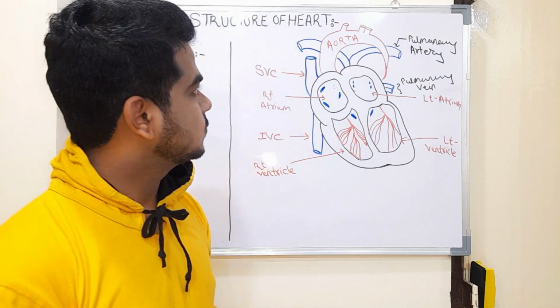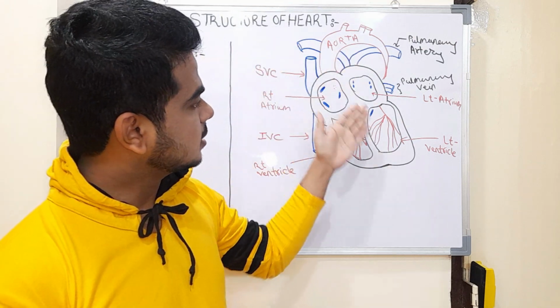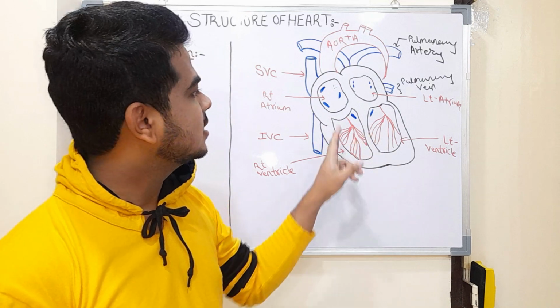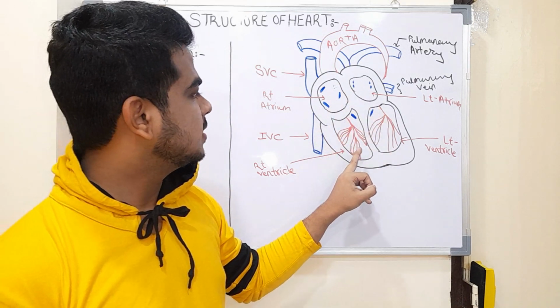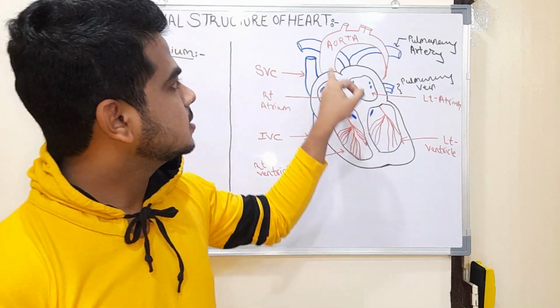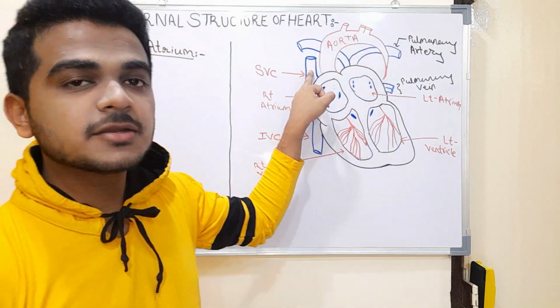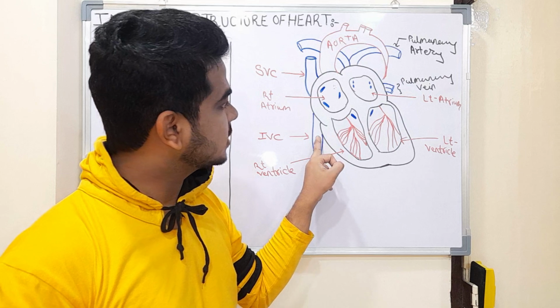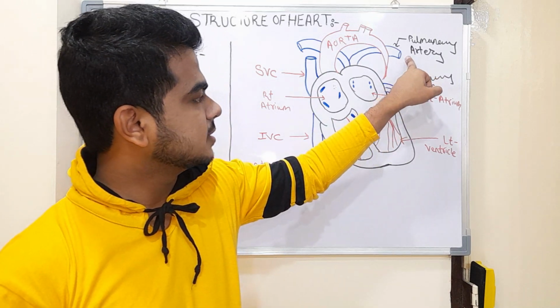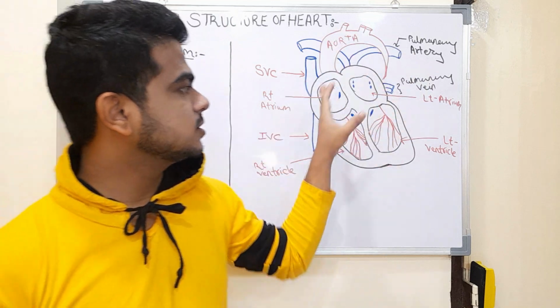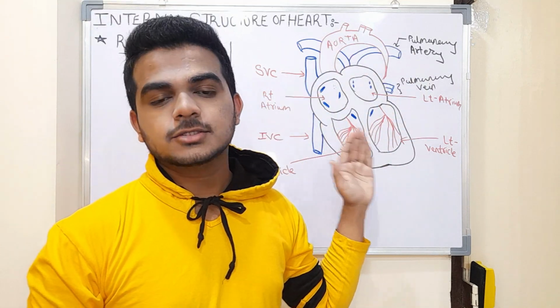Okay, so first, this is the internal structure of the heart. In that, there is a right atrium, left atrium, right ventricle and left ventricle. This is the aorta, this is the superior vena cava, inferior vena cava, and this is the pulmonary vein, pulmonary artery. Okay, so this is the internal structure of the heart.